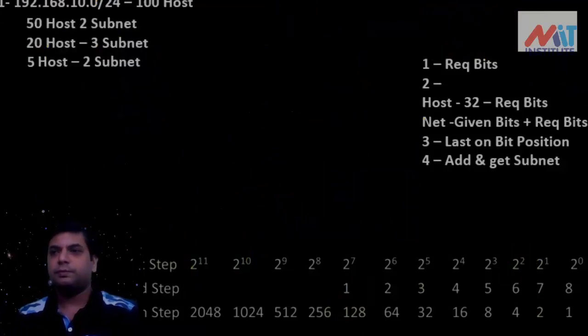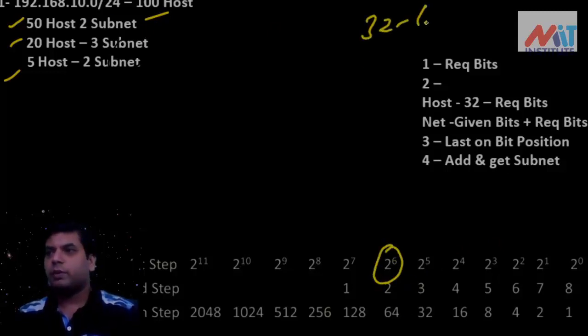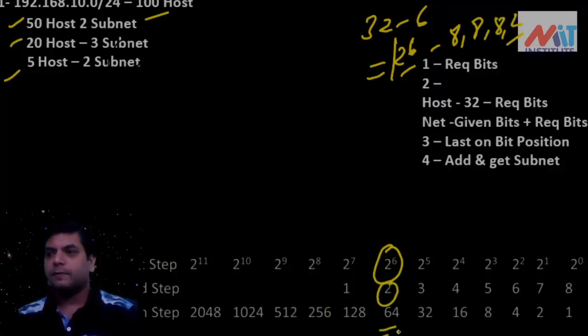So next example. Now this is the example of VLSM. We need to create different subnets, but different hosts per network. So the process is going to be just the same. For 50 hosts we need 6 bits, which means 32 minus 6, which gives us /26. With /26 we have 8, 8, 8 and 2, and 2 will give us 64, so we need to add 64.